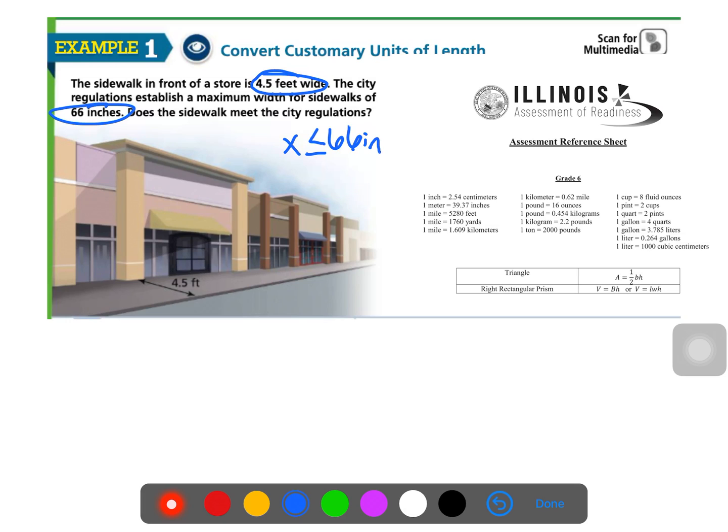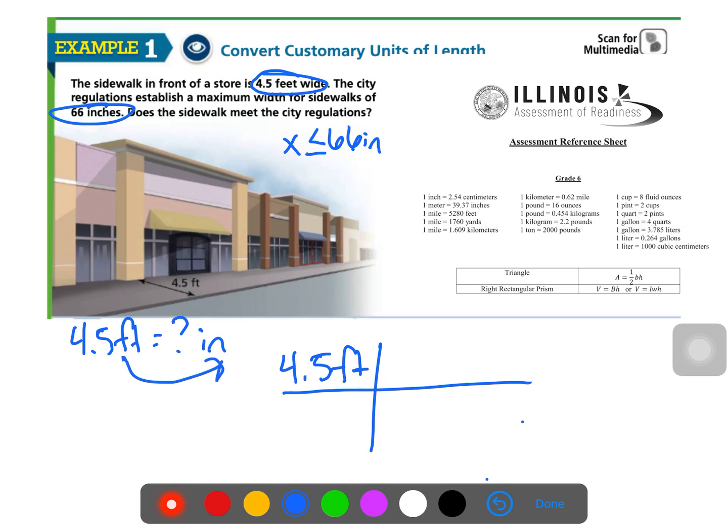Well, this is a problem because I have feet, but I need inches. So we need to figure out 4.5 feet is equal to how many inches? Well, what I'm going to do is set up this chart. And I'm going to start with the first number that is given. I know 4.5 feet. And you have to label in your work. You have to label within it. That's just the only way you're doing this. I need to go from feet to inches.